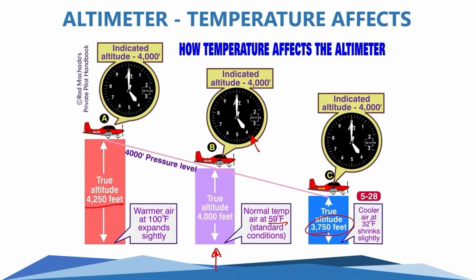And remember, the true altitude is the MSL. So you can see here, in the warmer air you're usually going to be higher than indicated, and in the cooler air you're going to be lower than indicated.